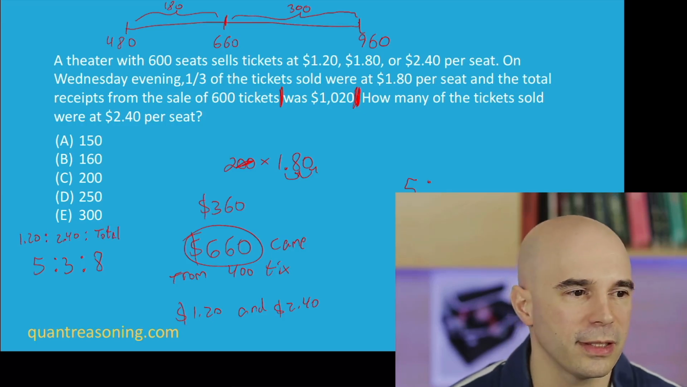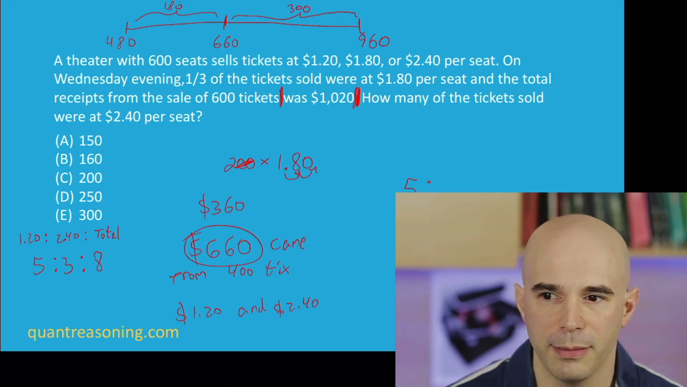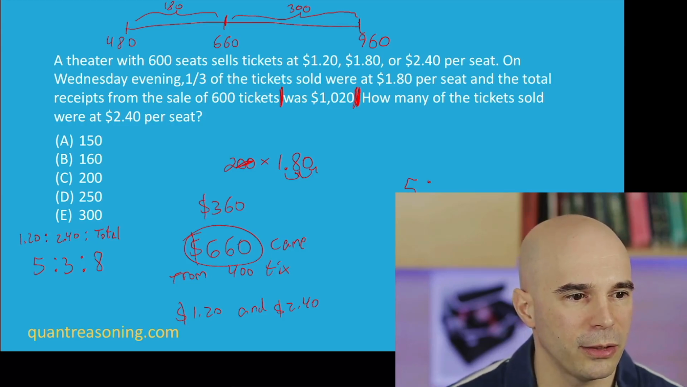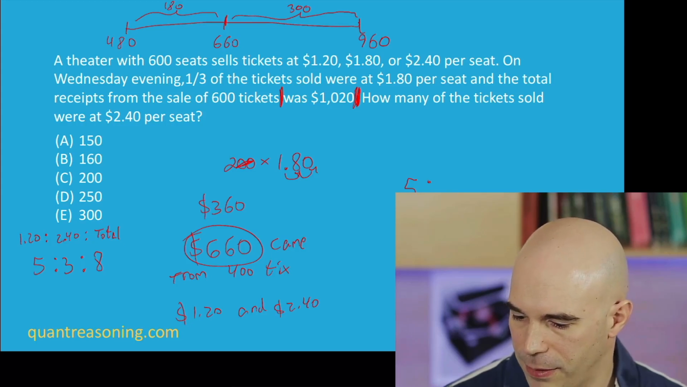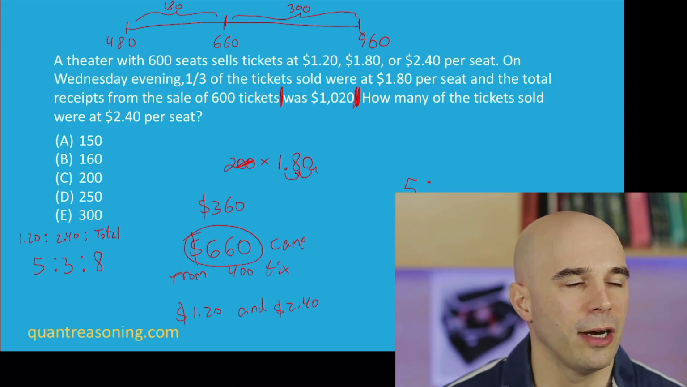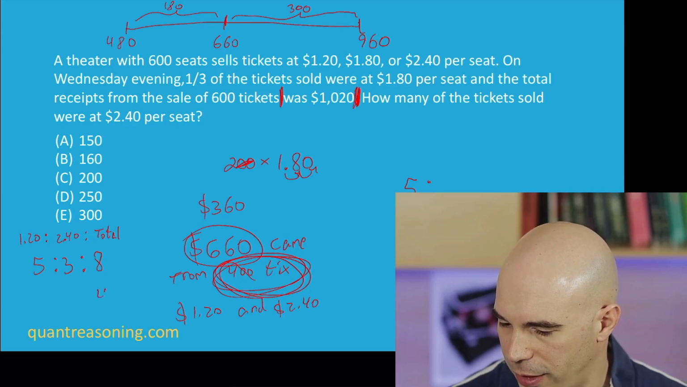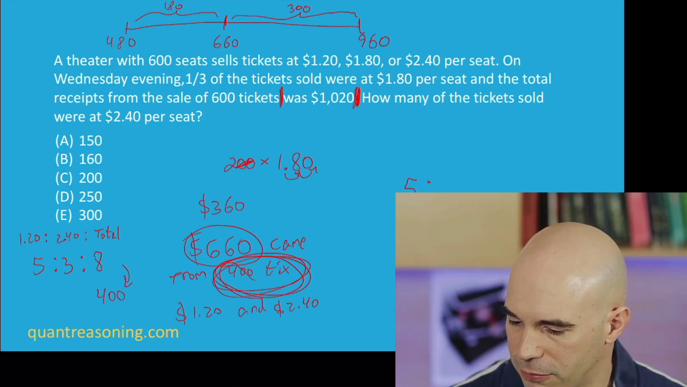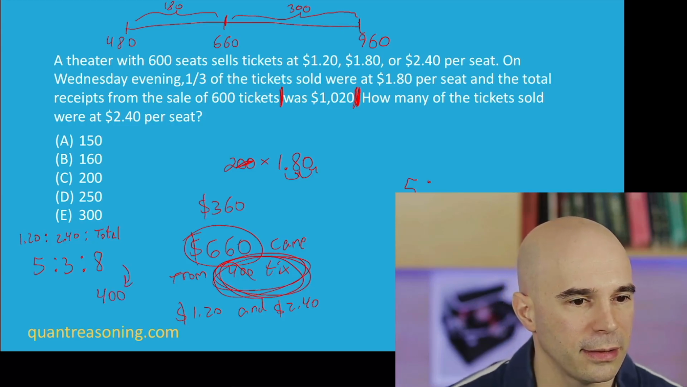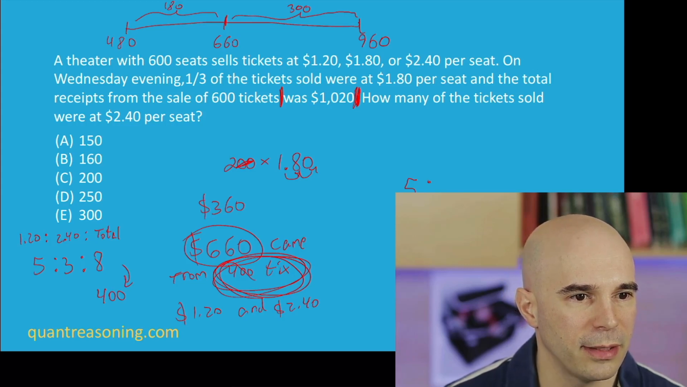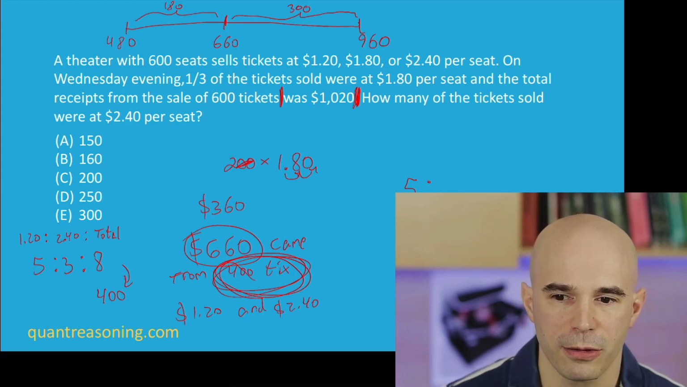Look how many inferences I'm making, and I haven't even finished reading the question yet. I'm still at that period after the 1020. Now, I know what the total is. How many tickets are there total? There's 400. I had that right here, 400 tickets. So if the 8 ratio units represents 400 actual tickets, that means that my ratio has a scale factor of 50.